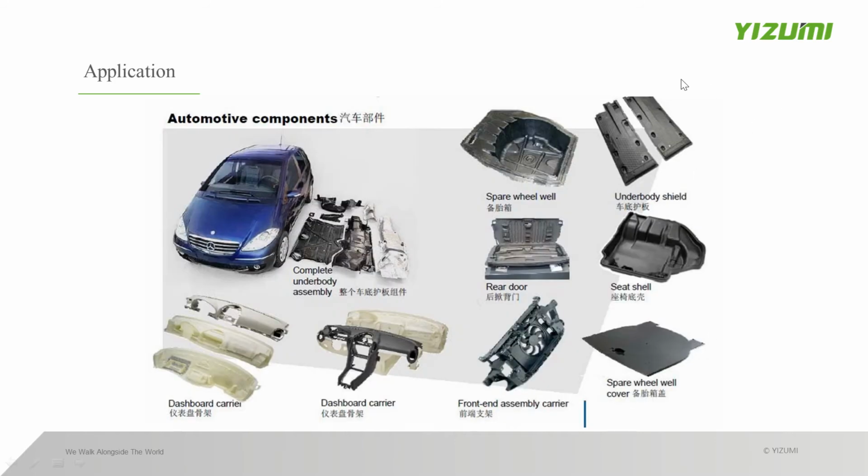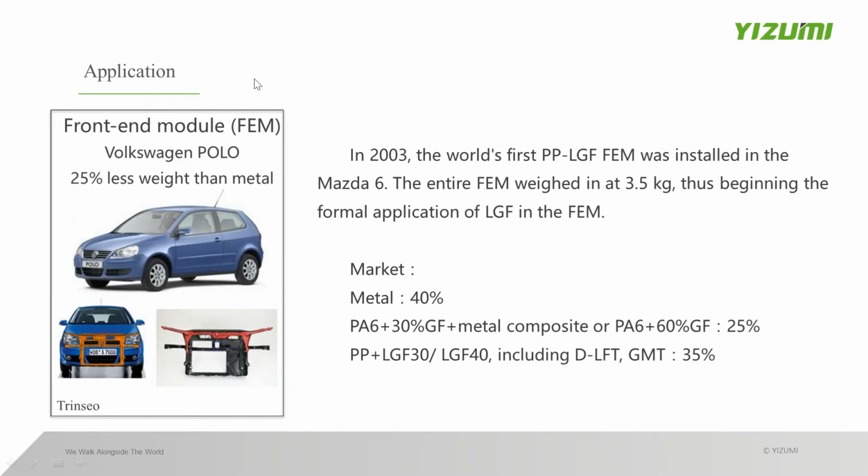Here, for the application, you can see the automotive components where we can use it. This is not the whole list. I just have some short examples, maybe dashboard carrier, front end assembly carrier, and some seats. These are function and structure parts where we can use fiber reinforced plastic. Before that, I would like to bring up one part to clarify.